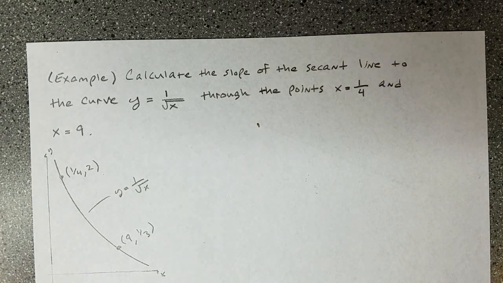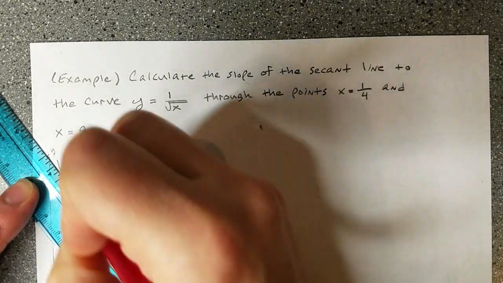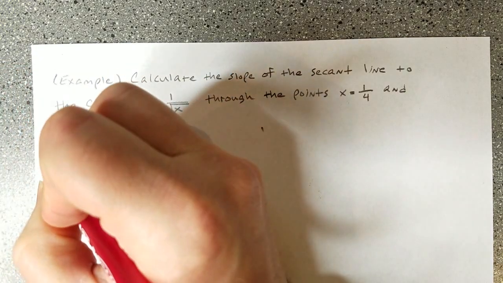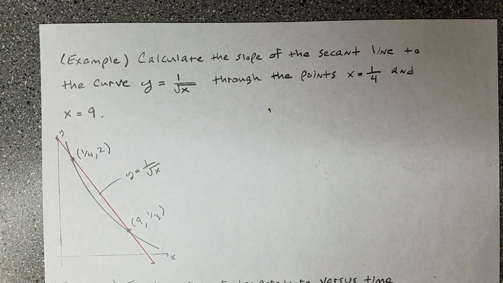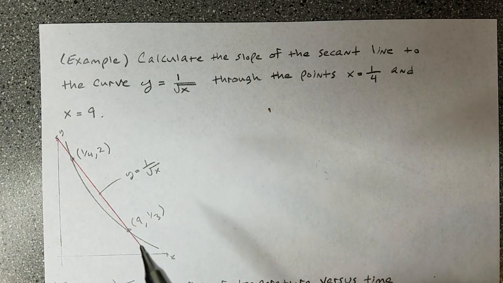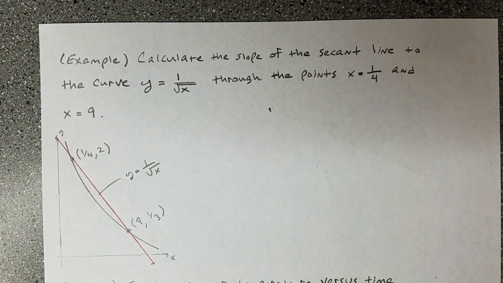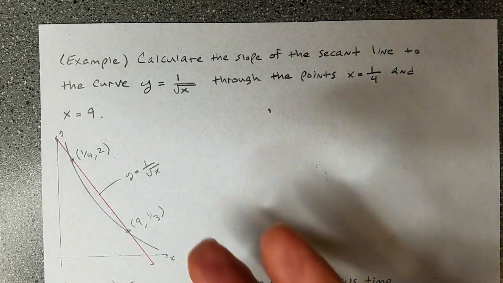So I put it on there like that to make a prediction about the answer. The slope of the secant line, which I have here in red for you, is going to be a negative number, right? This line is falling from left to right. My graph might not be to scale, but the relative positions of the points and the general look of the graph are accurate. So that's my prediction: if I find the slope of the secant line through those points, it's going to be a negative number. Well, let's see what it is.